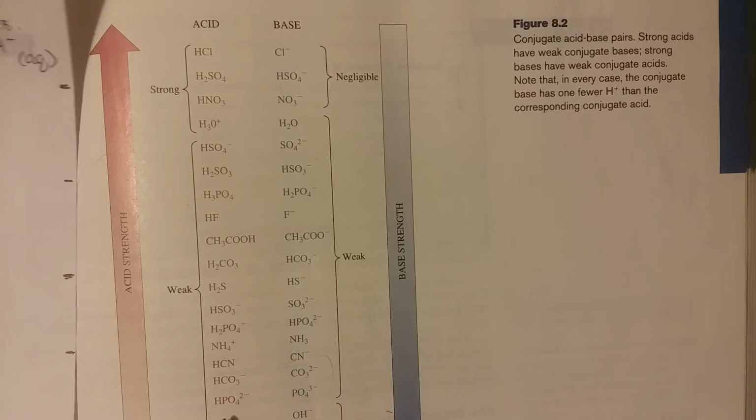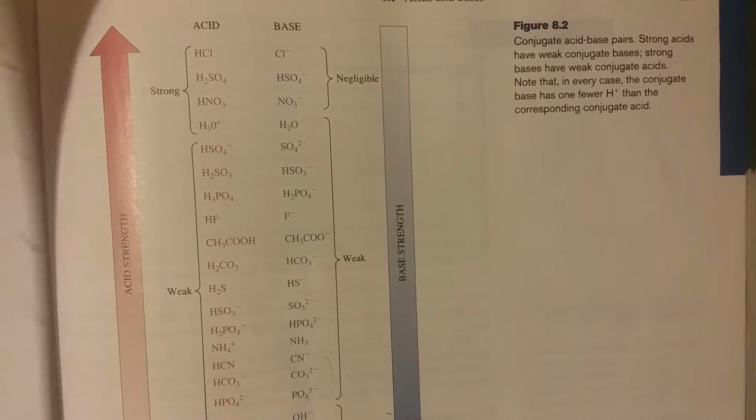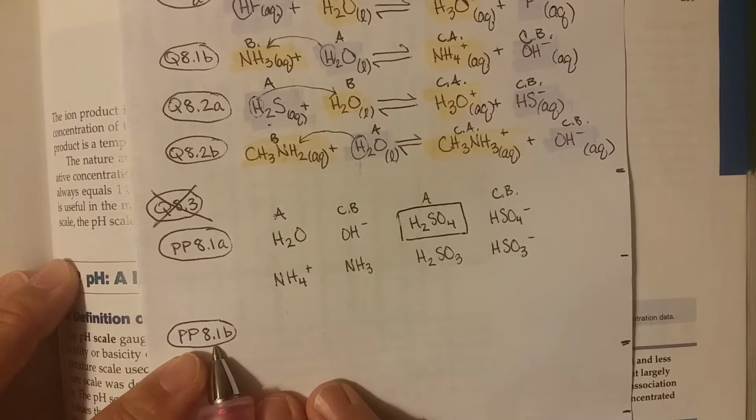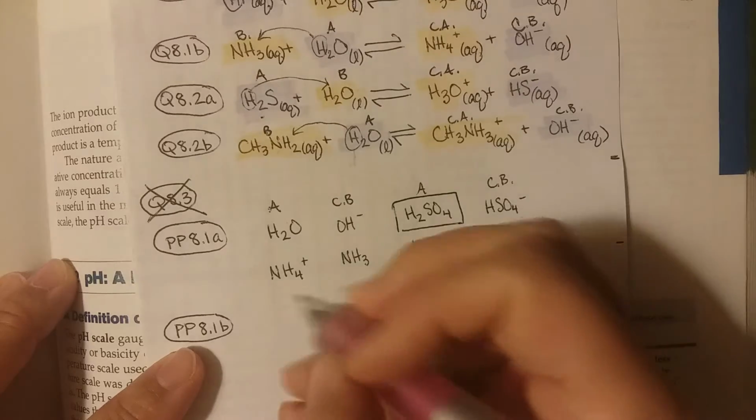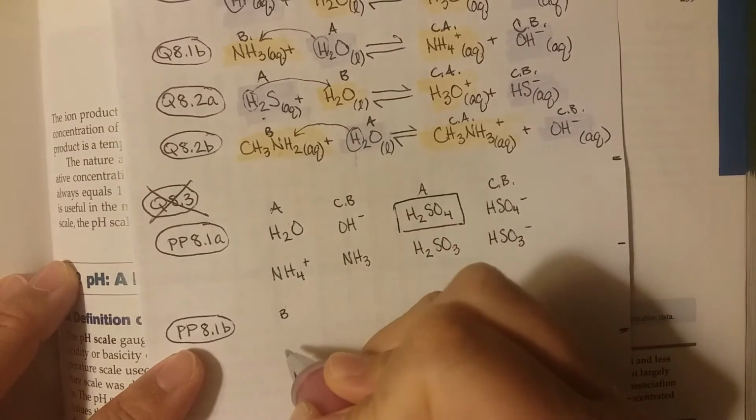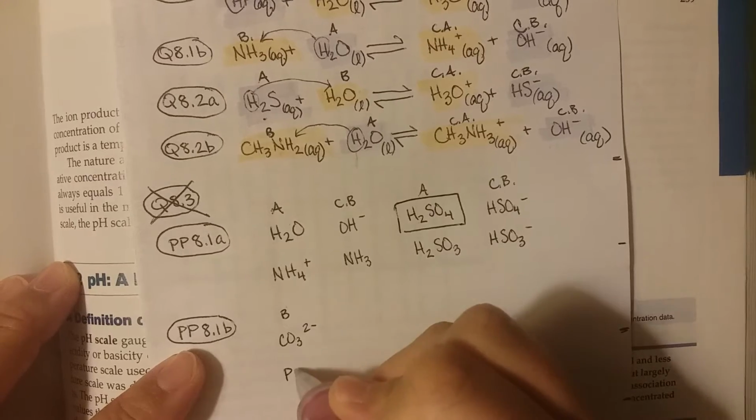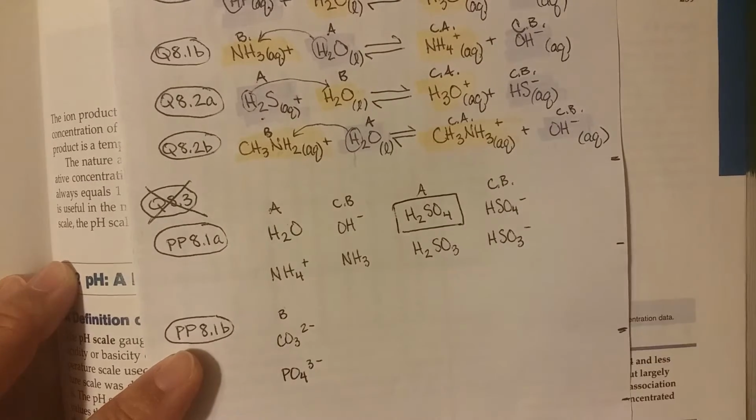All right, and I realize I forgot to mark the last one, but we said it in the video, so that's fine. Okay, so next for B, in each pair write the conjugate acid of each base and identify the stronger base. So we've got CO3 negative, or we've got PO4 3 negative.